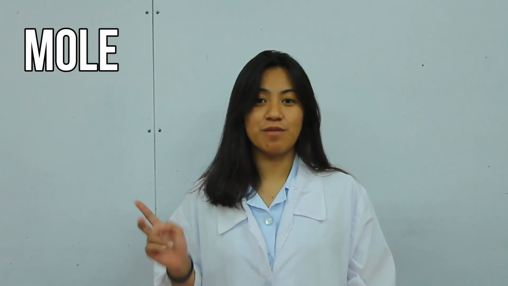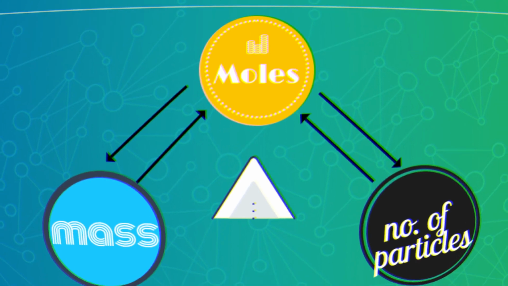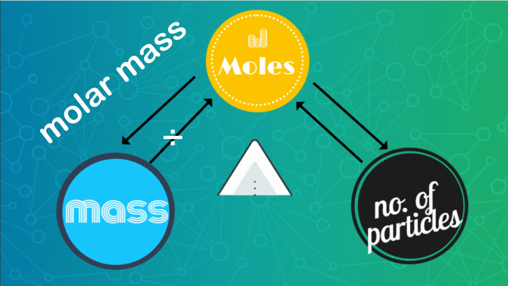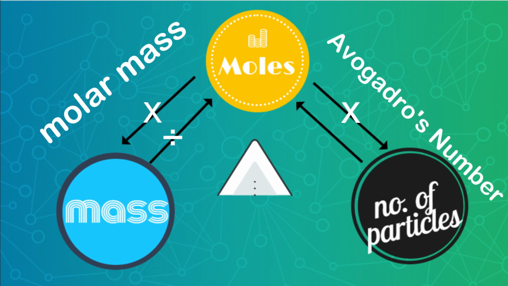The 3 previously stated are the main measurements involved in the mole concept: the mole itself, the molar mass, and the number of particles. Manipulating these variables could be made easier with this simple triangle. The arrow says it all. To convert mass into moles, we simply divide it by its molar mass, and to convert moles to mass, we multiply it by its molar mass. To convert moles to number of molecules, we multiply it by Avogadro's number. And to convert number of molecules to moles, we divide it by Avogadro's number.